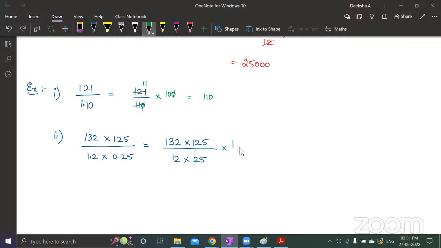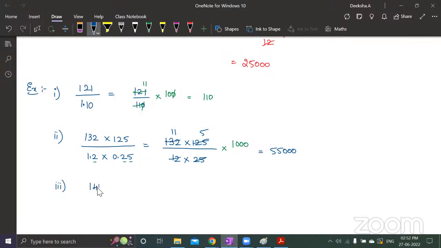1 followed by how many zeros? Count the total digits here in the denominator after the decimal point. We have 1, 2, 3. 3 digits are there, so write 3 zeros. Is that clear? Now we can cancel it. 25 5s are 125. 12 11s are 132. So 11 into 5 is 55 into these 3 zeros you will get. Is that clear, everybody?